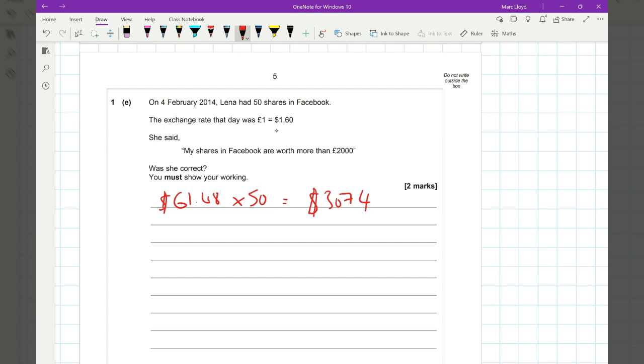$3,074. Now to convert that back to pounds, we've got to divide that by 1.6. And then we go to decimal. That's 1,921 pounds and 25 pence. So no, she is wrong.